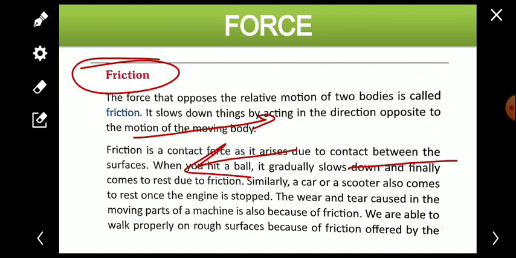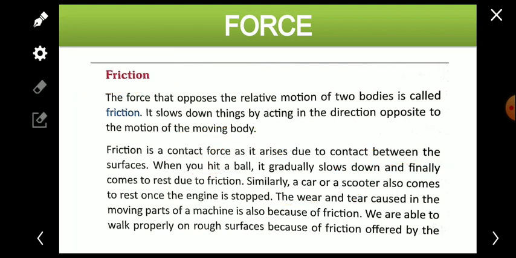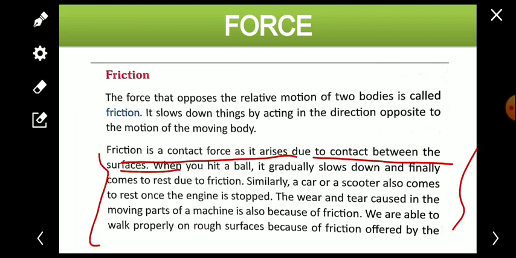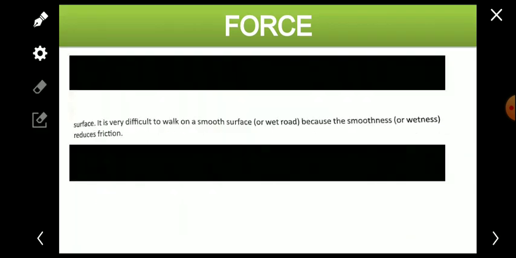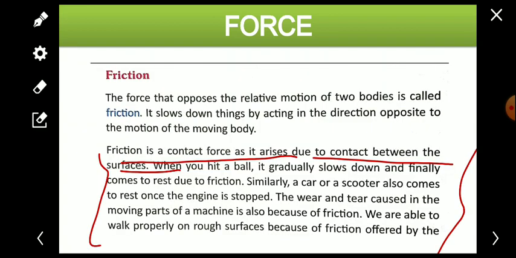If the ball is moving in this direction, then friction will be acting in the opposite direction of the motion. Okay, so the direction is opposite to the motion, always. Friction is a contact force, and it arises due to the contact between the surfaces. I have already explained these things, you will read it now.